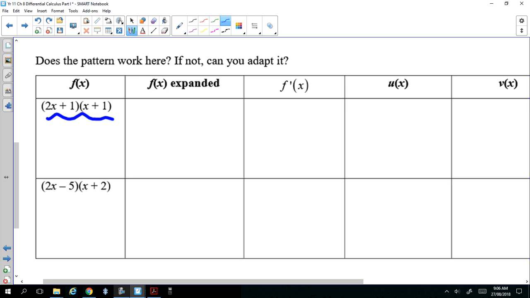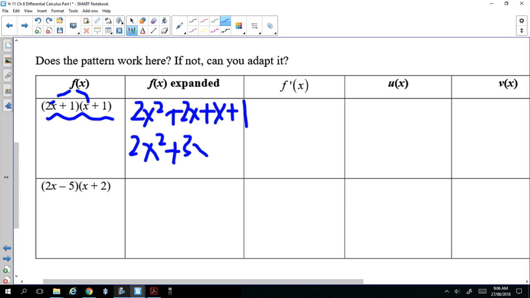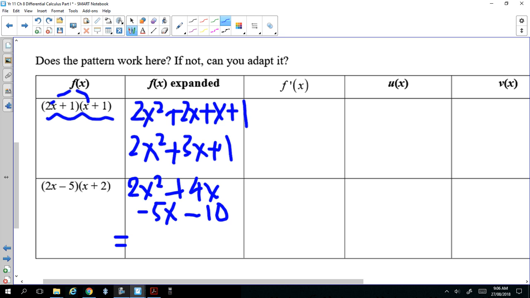You have to go 2x times x, 2x squared plus 2x plus x plus 1. You get 2x squared plus 3x plus 1. Can you try to expand the second one? Okay, let's do this. The other one, 2x squared, you get 2x squared plus 4x minus 5x minus 10. What's the answer? You get 2x squared minus x minus 10.